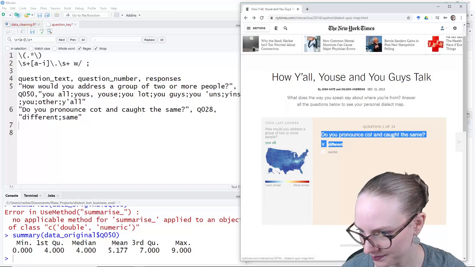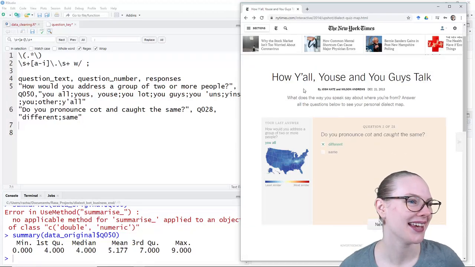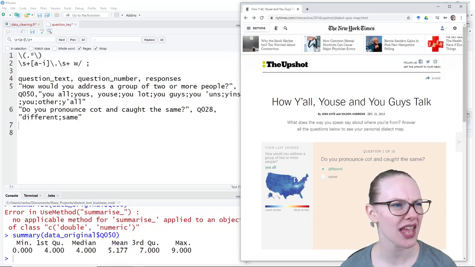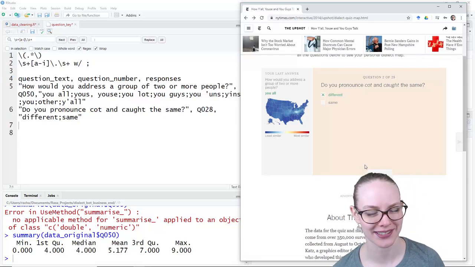For me, they are different. For a while, I tried to convince myself that I had the merger because I thought that was, I don't know. And I was like, oh, no, definitely the same for me. Caught, totally the same word.